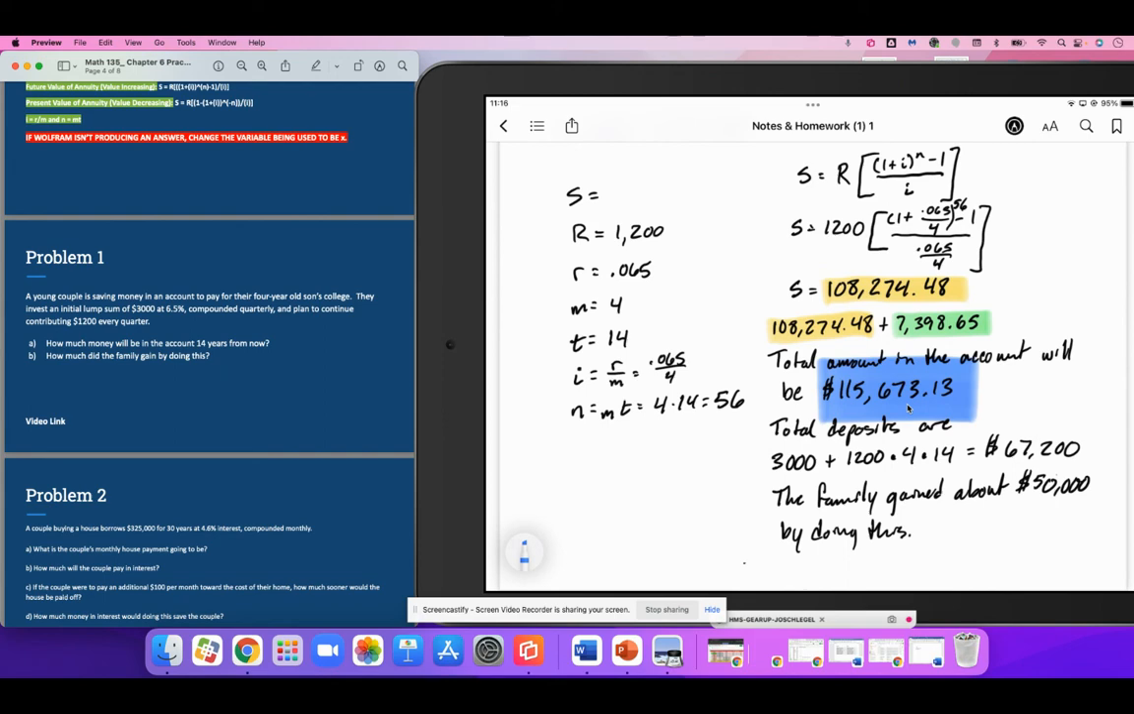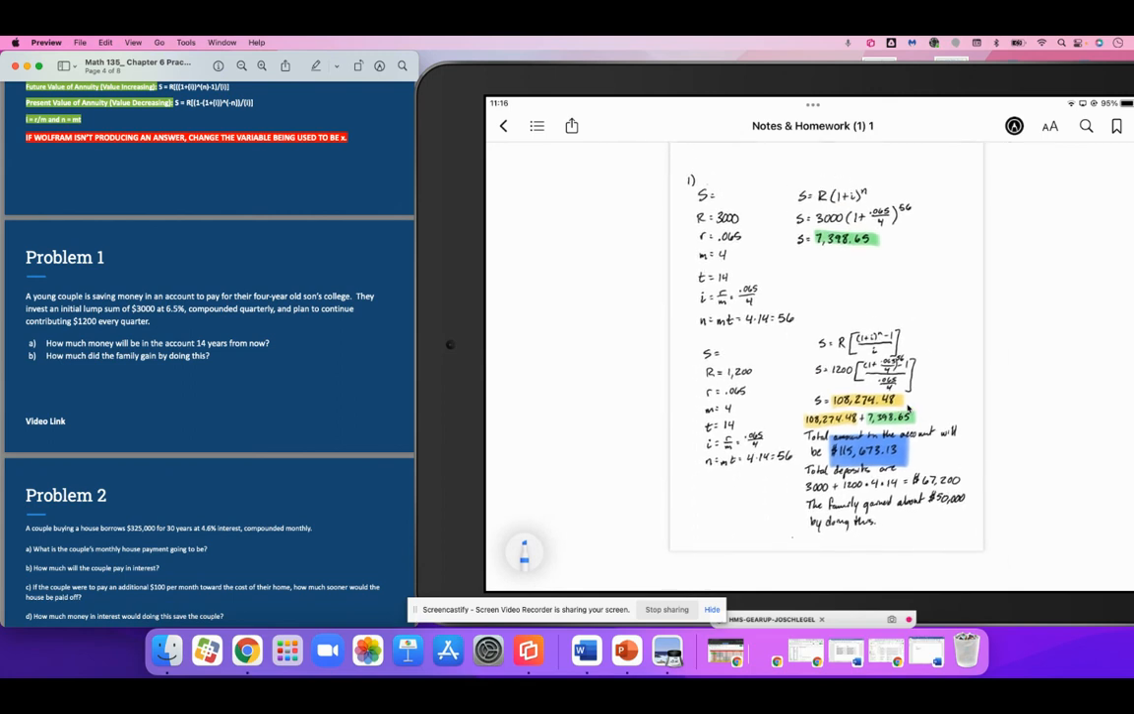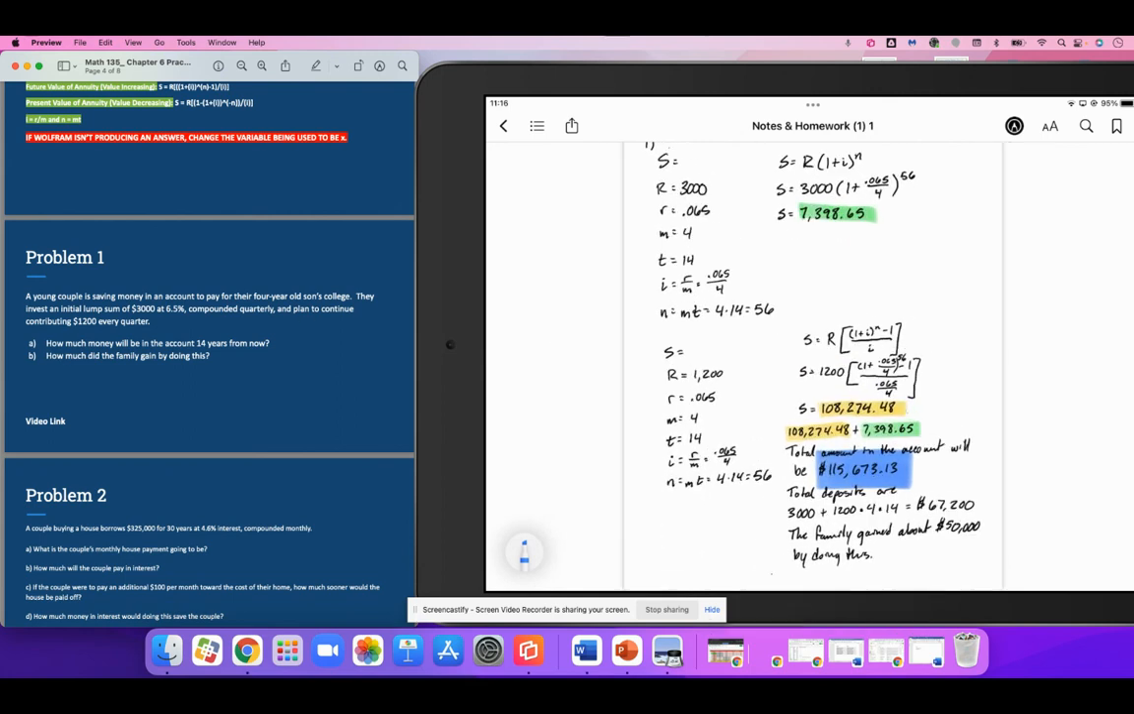So that's it for problem 1. Get me out of this problem. I keep making mistakes on it.